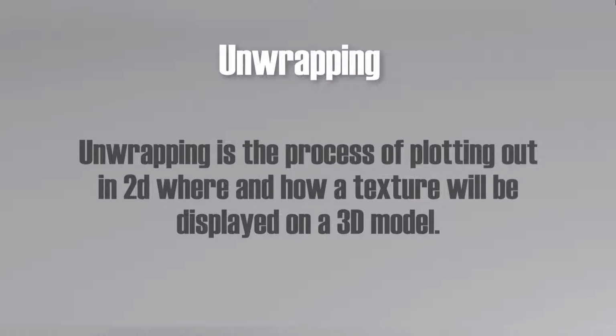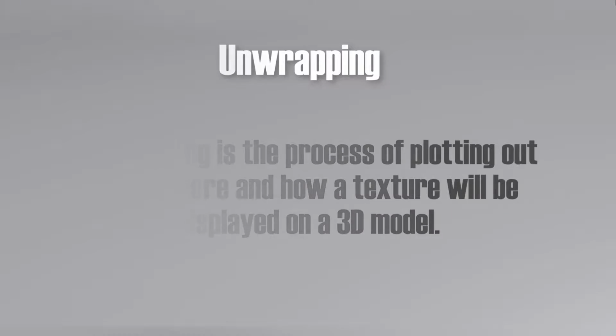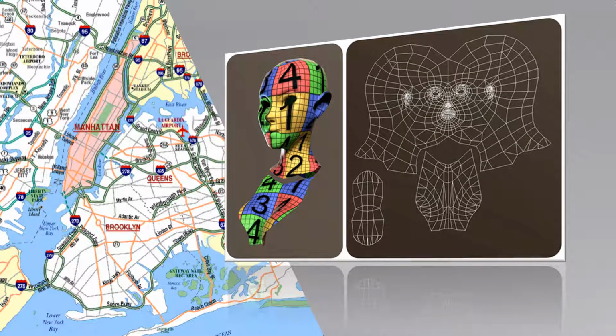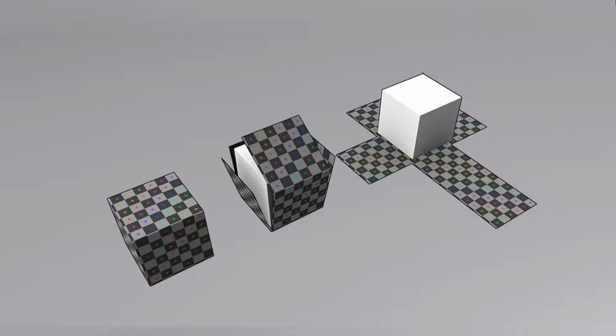Unwrapping is the process of plotting out in 2D where and how a texture will be displayed on a 3D model. In other words, think of it as creating a 2D roadmap of how your texture will navigate the surface of your 3D geometry. This image explains the idea perfectly. On the far left, we see a cube with a texture on it. In the middle, we see the same texture beginning to break off the model, while the last cube shows the texture now completely flattened out as if we just unwrapped a present. This is the basic concept of what we are doing when we unwrap.